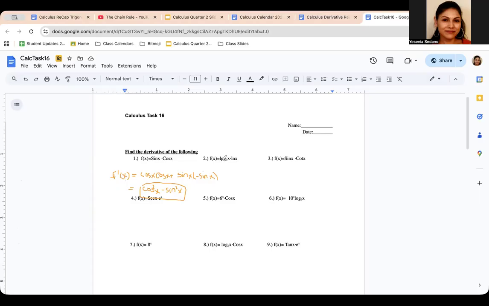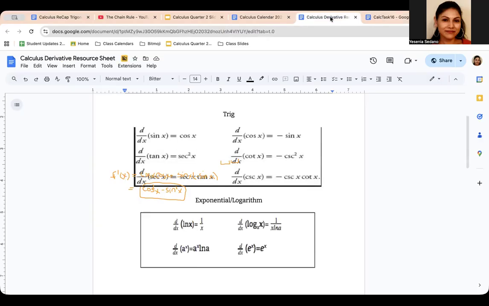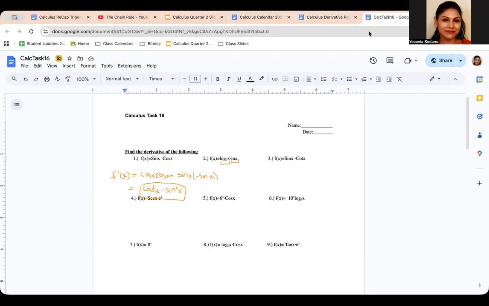So notice for number two, you're going to have this log function and also this natural log function, right? You're going to do the product rule and you're going to just go and check the derivative resource sheet, right? So you have the derivative of the log function right here. And then you have the derivative of the natural log function right here. You're just literally going to go ahead and try your best to copy that down. You could check in with the people around you, or you could put a star by them and ask me some questions about them.